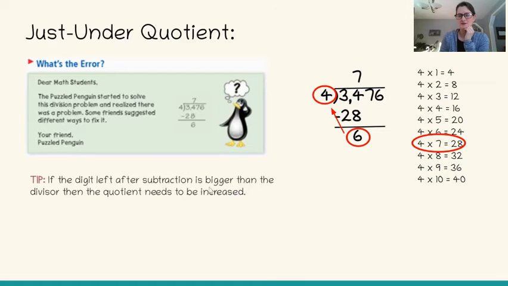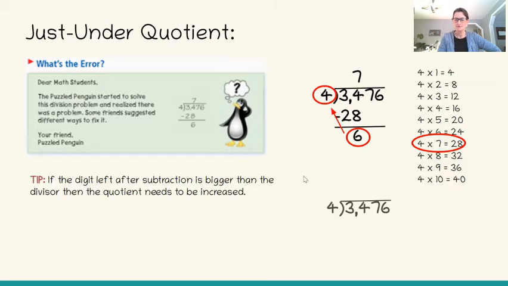So here is a tip. We're going to correct Puzzled Penguin's error. If the digit left after subtraction, like this 6, is bigger than the divisor, which is 4, then the quotient, this number up here, needs to be increased. Okay, so let's see if we could fix Puzzled Penguin's error, because really we could do more than 7 lots of 4 out of 34.